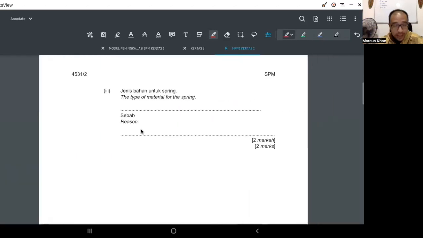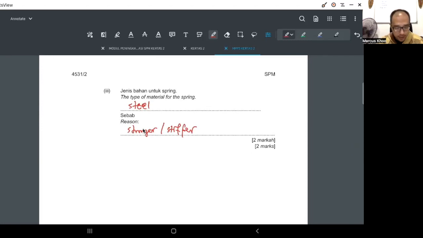Okay. The type of material for the spring, usually we will use steel, or anything that is hard metal. But usually steel is the very standard one for motorcycles, because it is stronger. You can also say stiffer. Any one of these is fine.